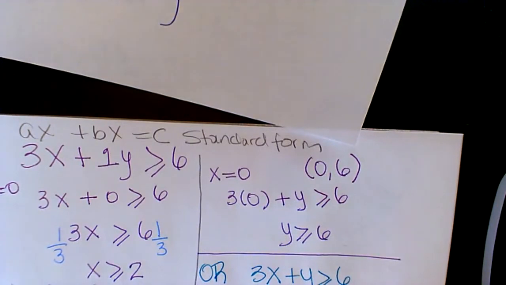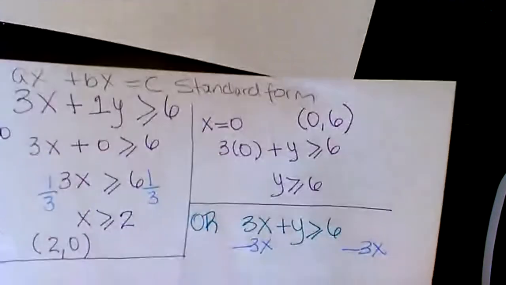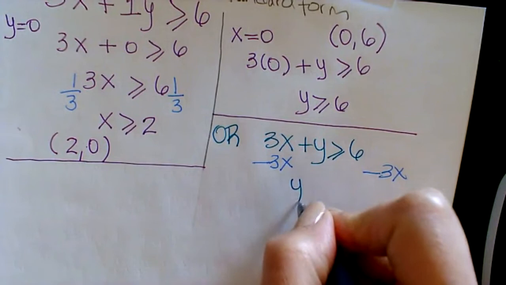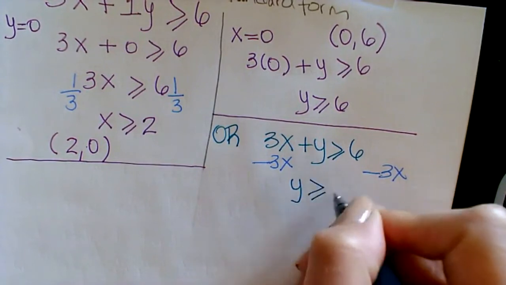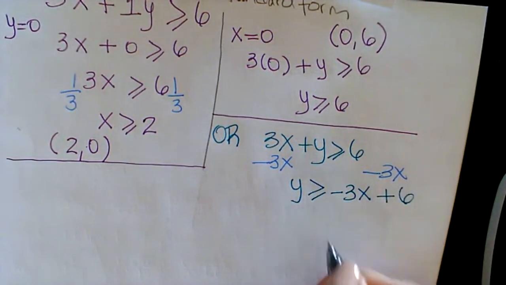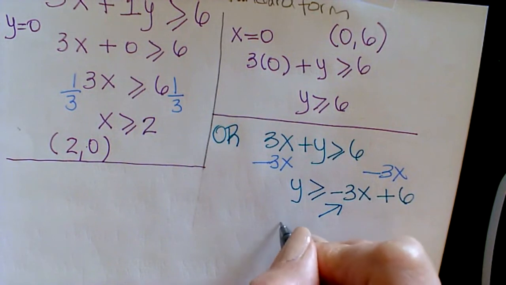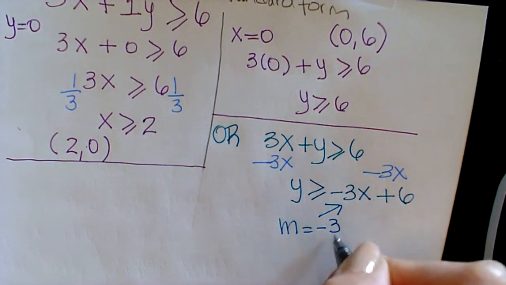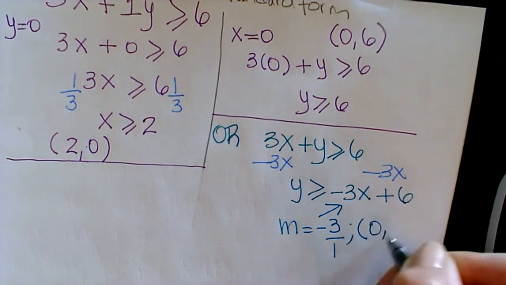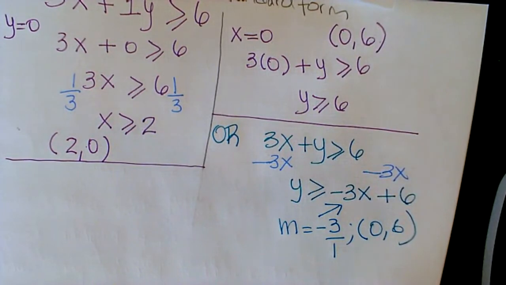Okay, so I'm just going to make a 0 here by subtracting 3x on both sides. So I get y equals negative 3x plus 6. So what do I get? My slope is negative 3 over 1, and my y-intercept is 0, 6. Exactly what we got here. It's the same.